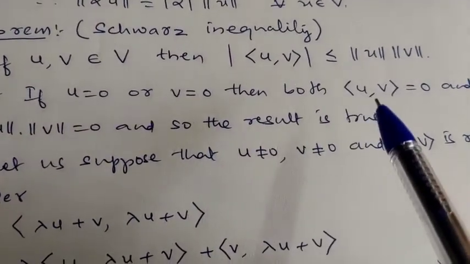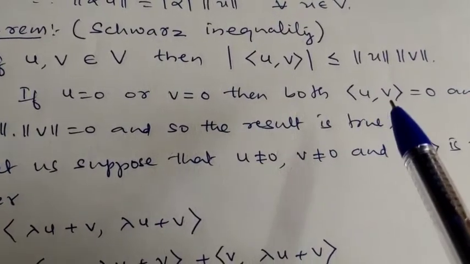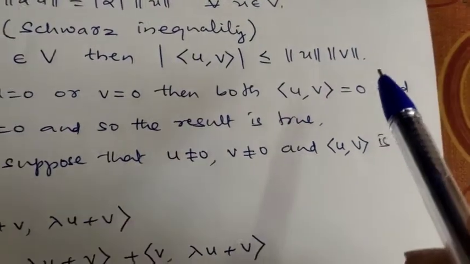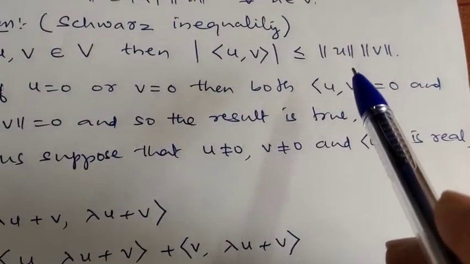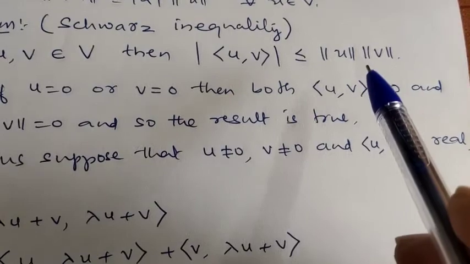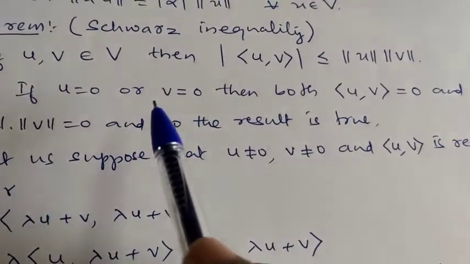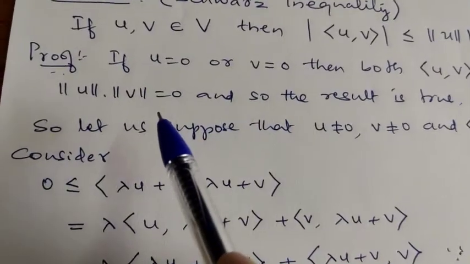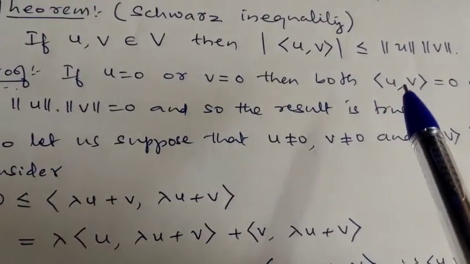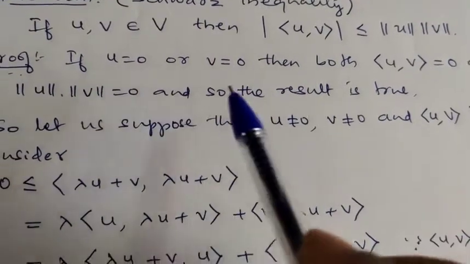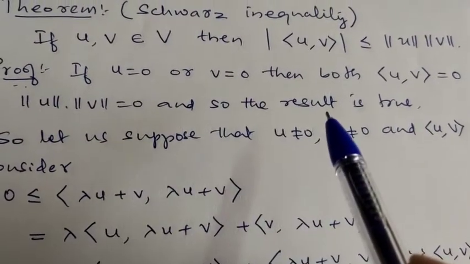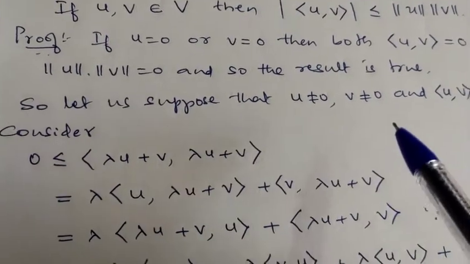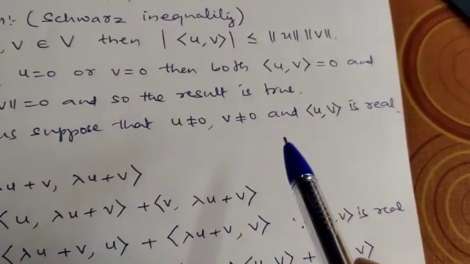Now say if one of u or v is 0, then what will happen? The inner product of u comma v is 0, because the inner product of 0 comma v is 0, or u comma 0 is also 0. And for the 0 vector, the norm of 0 is 0, so the norm of u is 0 or the norm of v is 0, according to u is 0 or v is 0. Therefore we get the norm of u into the norm of v is 0, and this is also 0. Therefore the result is true when u or v is 0. Okay, so let u be not 0 and v also not 0, and in the first case suppose the inner product u comma v is real. What will happen? Let's see.